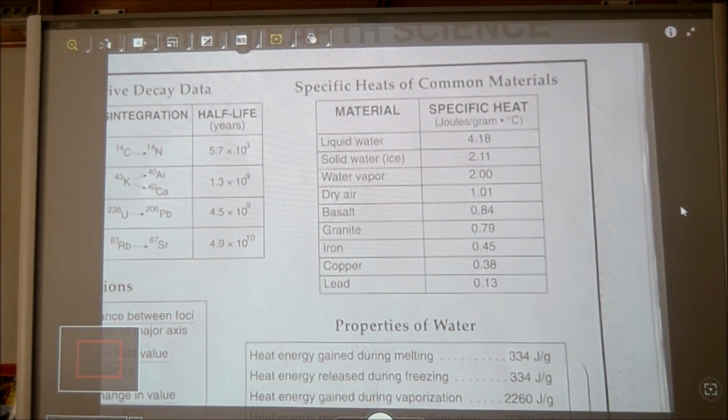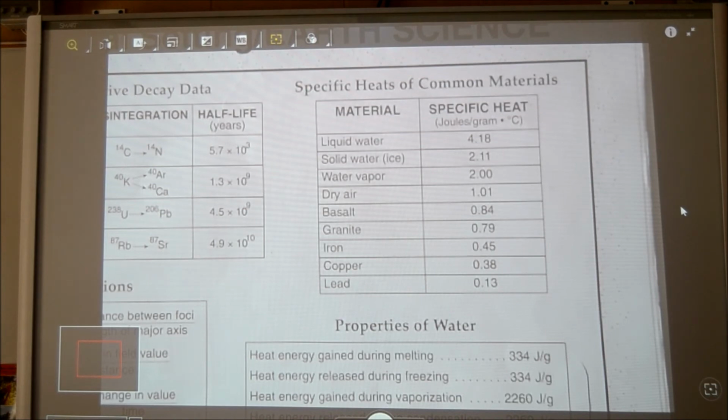Reminder, specific heat is the amount of heat energy needed to change 1 gram of a substance 1 degree Celsius. So I need to be able to heat up 1 gram of substance 1 degree Celsius. The higher your specific heat, the more energy needed to increase that temperature. The lower the specific heat, the less energy needed to change that temperature. So if I look at what we have given on your reference table, lead will change a lot faster, heating and cooling, than any of the other substances listed, where liquid water takes the most energy to heat or cool. So it's going to take longer.